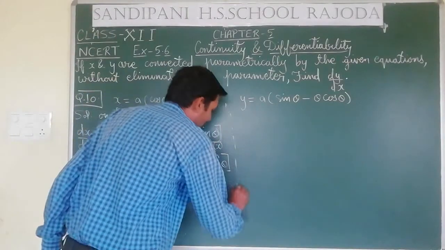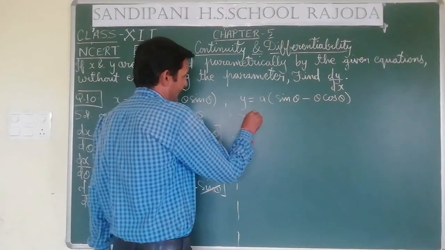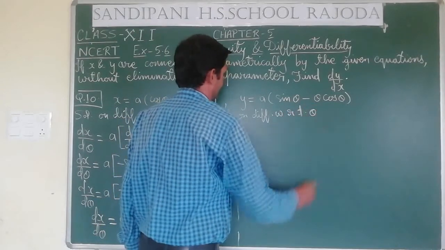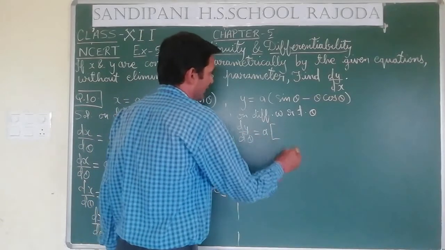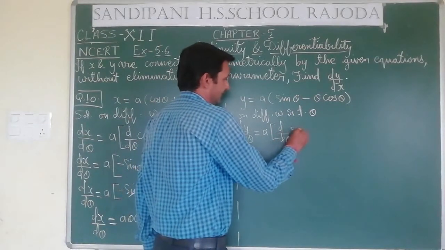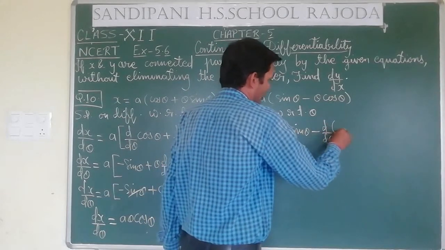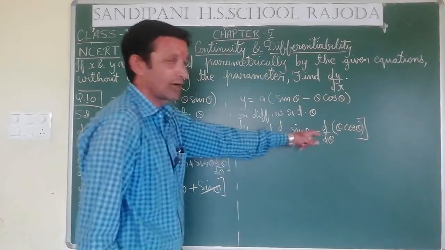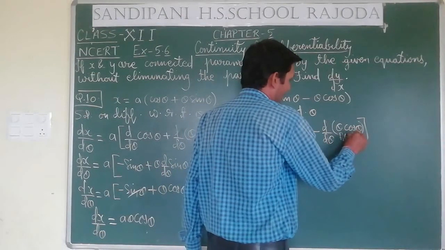Now we have to differentiate this y with respect to theta. So on differentiating with respect to theta, dy by d theta is equal to a, which is constant and taken out. Now we have to differentiate sin theta with respect to theta, and then minus differentiation of theta cos theta with respect to theta only. Here also the product rule will be applicable. So this will be the first function and this one will be the second function.